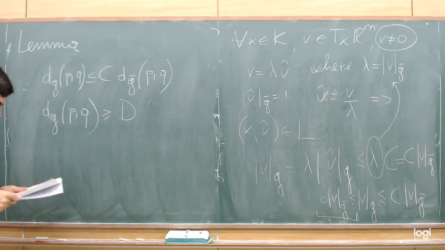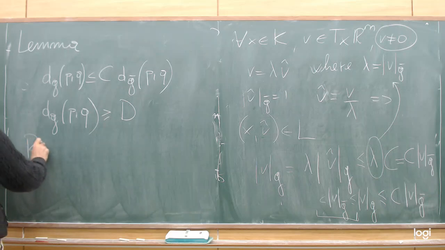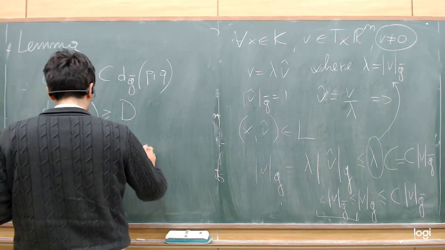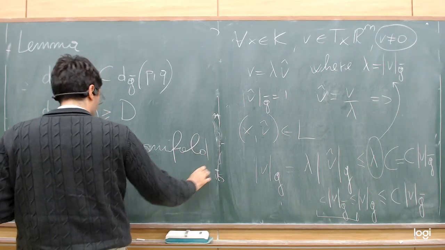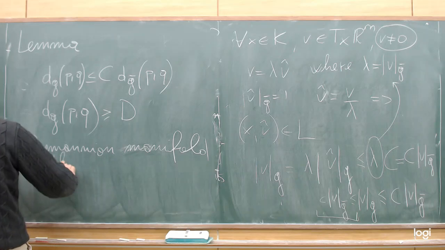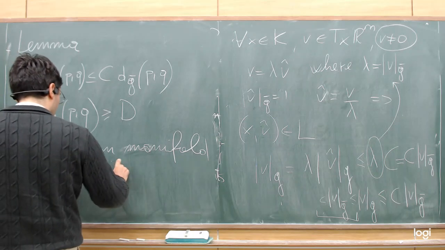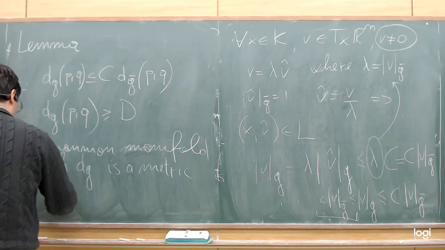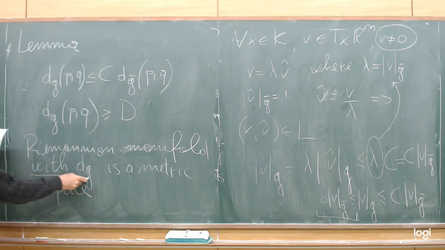And we will use this to show that a Riemannian manifold is a metric space if equipped with the distance function d_g.